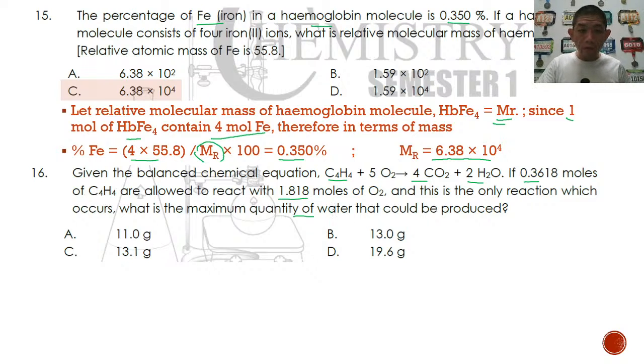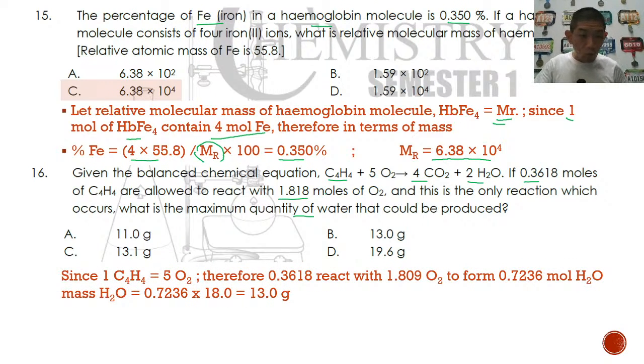Okay, so first of all, you have to get the mole of water. So in here, we have to compare which one is the limiting reagent, which one is the excess. So since 1 C4H4 reacts with 5 oxygen, you have 0.3618 reacting with 1.809. Okay, so in here, if you multiply this, eventually you can get that C4H4 is the limiting reagent, and oxygen is the excess. Therefore we are going to use the mole of the C4H4 to calculate in here.